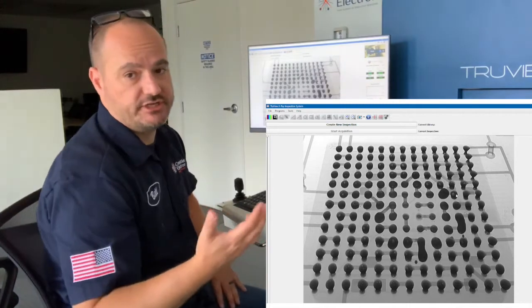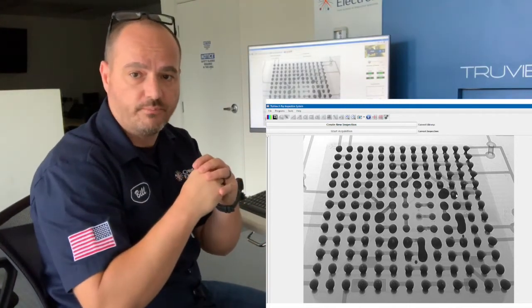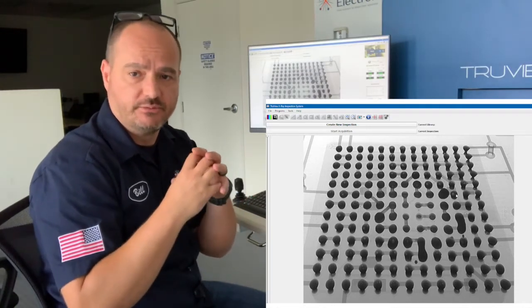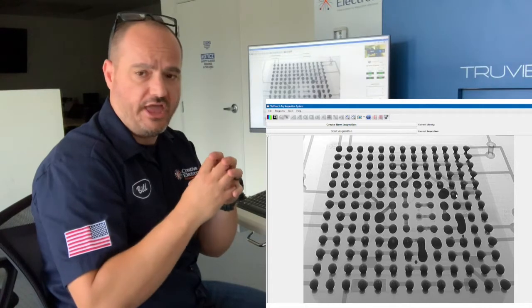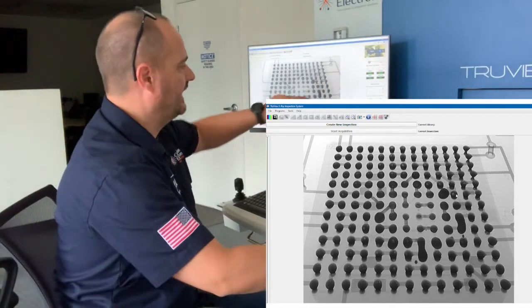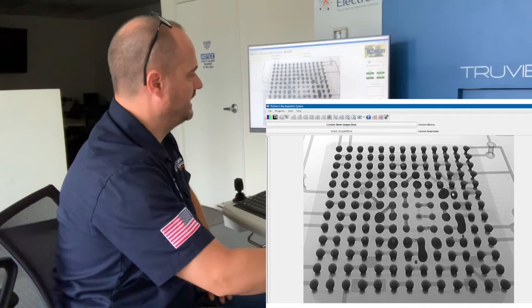Voiding is a major issue. Voiding is when you have air or flux trapped inside the ball, creating this void or lack of solder. In a BGA ball, that shows as a lighter image on the ball. So here, the dark area is the ball and the lighter area is the void.